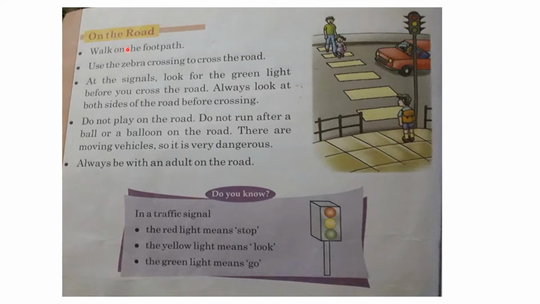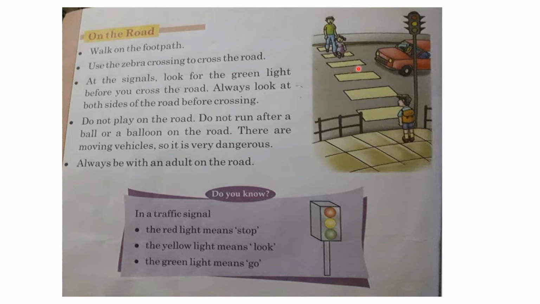So number 1, walk on the footpath. Always, whenever you're walking, you're supposed to walk on the footpath and not on the main road. You can see in this picture over here that the small kid is on the footpath and not on the road. Use zebra crossing to cross the road. Now if you have to cross the road, you have to go from one side of the road to the other. You use zebra crossing.